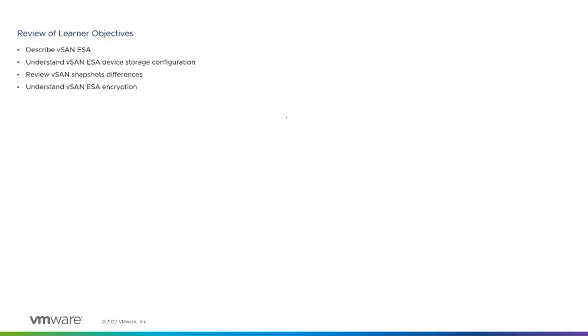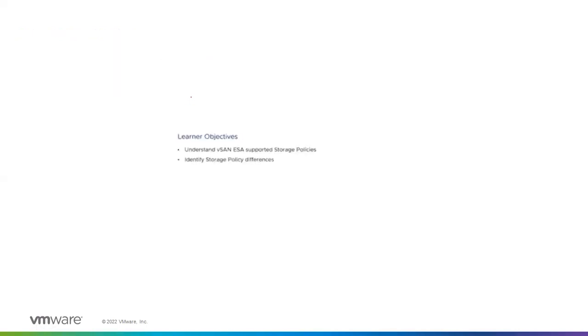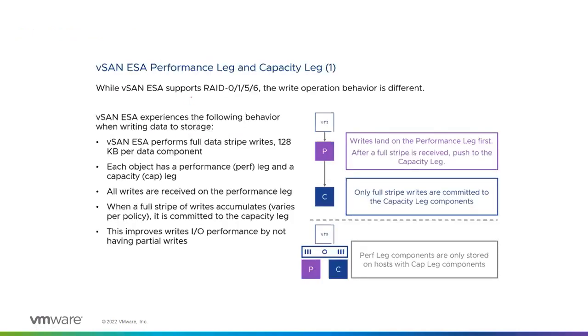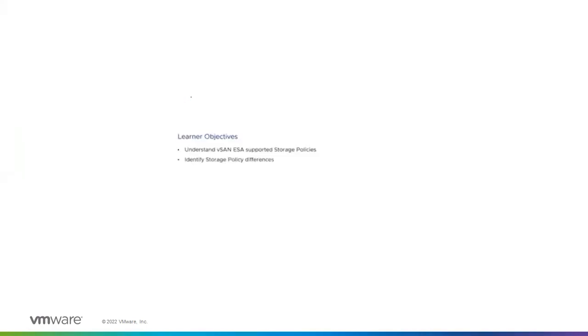And this is what we have discussed here: ESA architecture, device configuration, how snapshots are different, and how compression and encryption work in the ESA. That's what we have covered. And the next lesson is the supported storage policies, then identifying the differences in the storage policy.